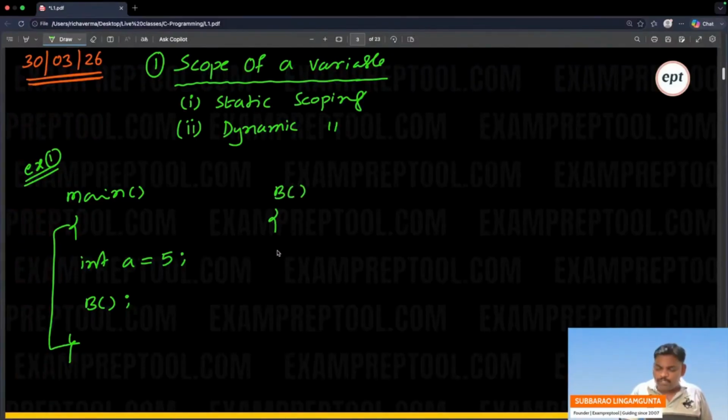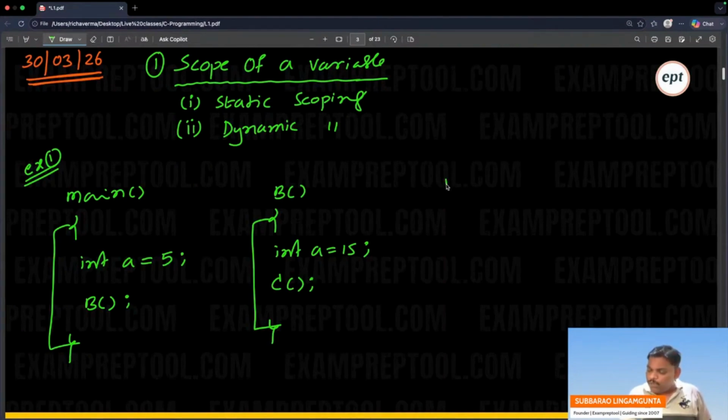In the B function, int A is equal to 15. The C function is called. Go to the C function. Don't think much. Within a few minutes, everything will be all right. This is one nice topic. Please try to get it. In C, int A is equal to 25.